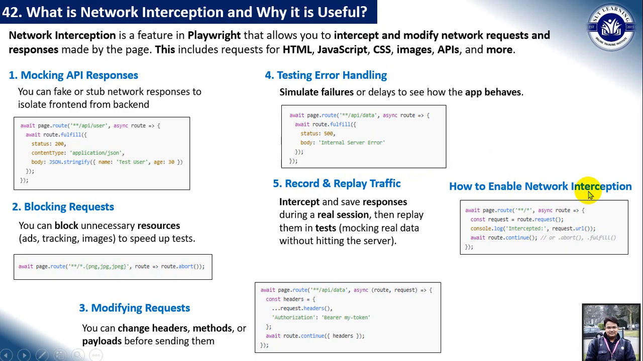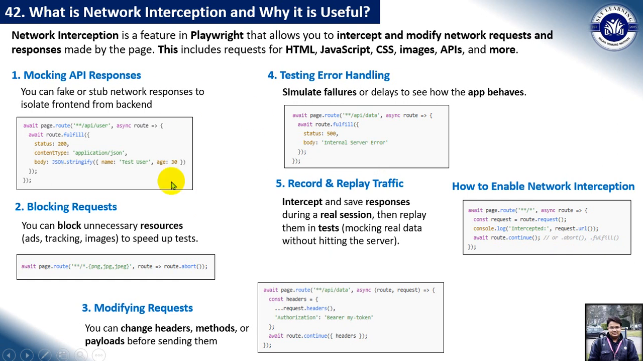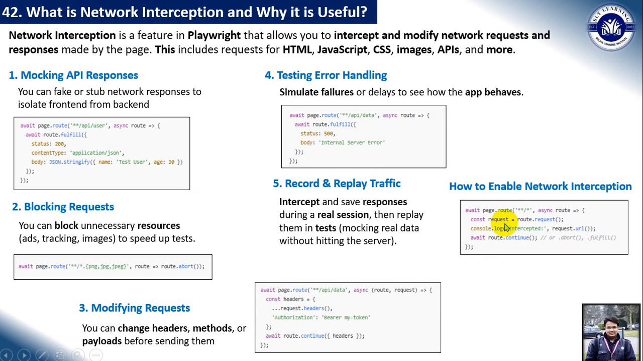How to enable network interceptions. You can use route.request, so const request = route.request, and console.log the intercepted request.url, and then route.continue, or you can say abort, or you can fulfill. So these are the three things you can do when you are working with network interceptions. Either you can continue with that particular URL, or you can abort the URL, or you can fulfill the URL. If you answer a little bit this way, this is the key area of this topic, and these are the ways you can do network interception. So it will be more than enough.